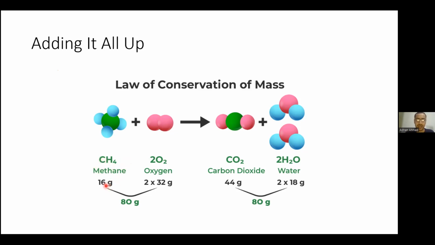So we have 16 grams of methane here, and we have 64 grams of oxygen. And if we add these two together, we get 80 grams. So we have 80 grams of matter on the left-hand side. And after the chemical reaction, these two reactants have been converted into carbon dioxide and water. If you add the total mass of the right-hand side, you will get 80 grams.